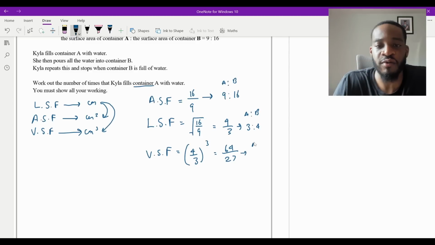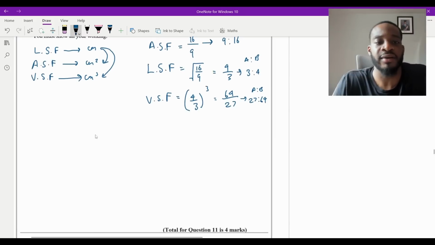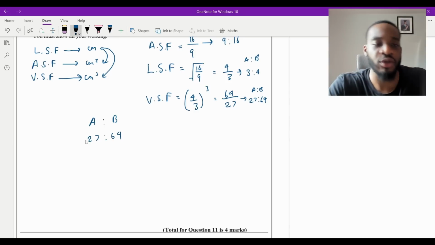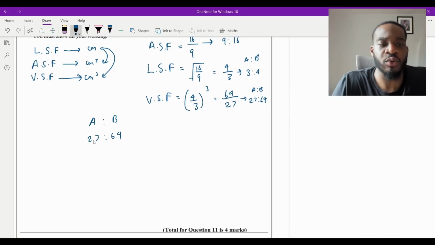And if I want to put it as a ratio of A and B, then it would just be 27 to 64. Perfect. All right, so let's write this out here. So we've got A to B, and it's 27 to 64. Remember, we're filling container A with water and then pouring it into B. How many times can we do that? Well, all you need to ask yourself is, how many 27s go into 64? So we're going to do 64 divided by 27.